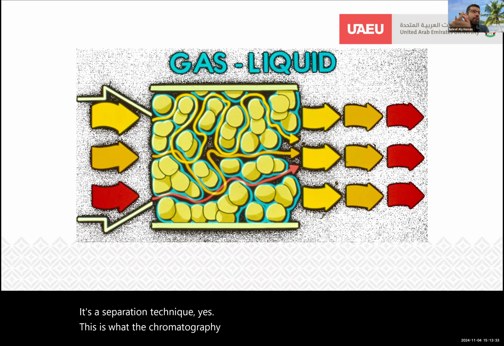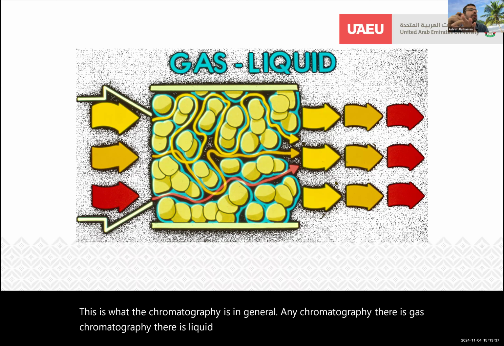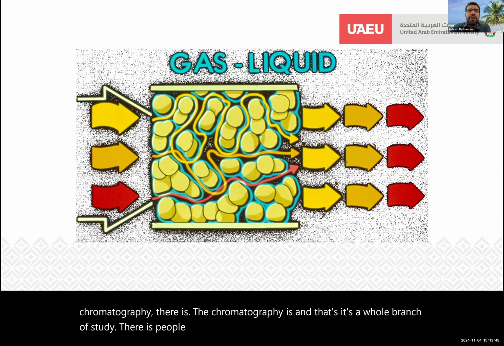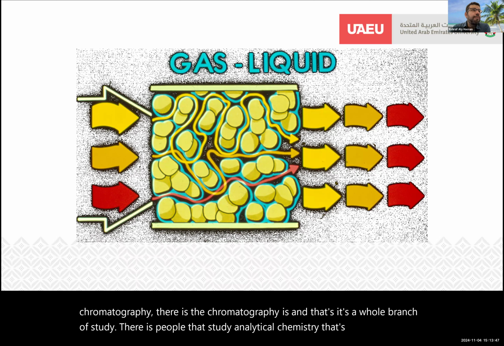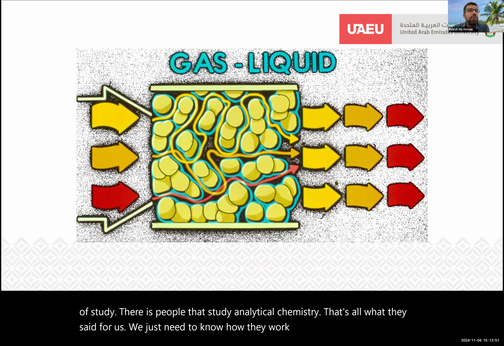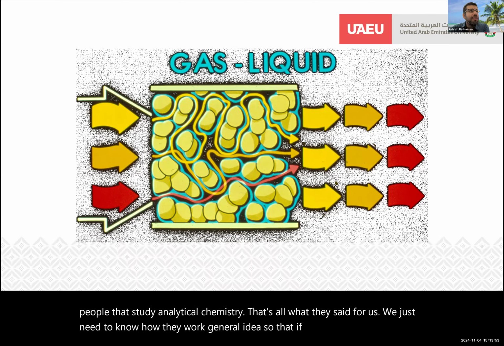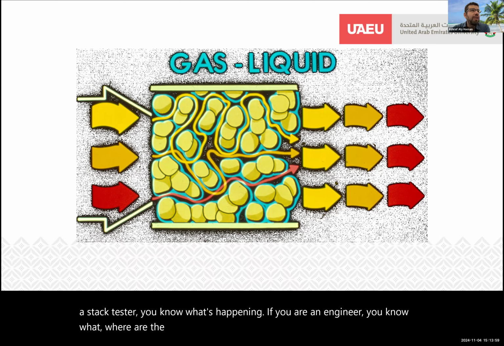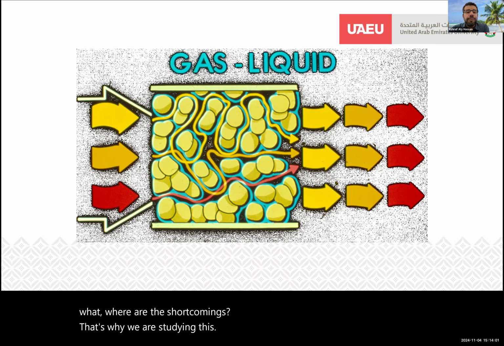In general, any chromatography. There is gas chromatography, there is liquid chromatography, there is ion chromatography, and it's a whole branch of study. There are people that study analytical chemistry. That's all they study. For us, we just need to know how they work, the general idea. So that if you are a stack tester, you know what's happening. If you're an engineer, you know where the shortcomings are. That's why we're studying this.